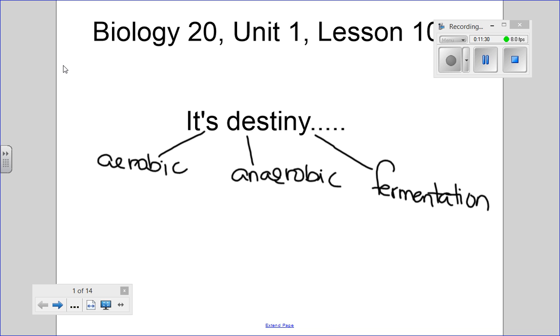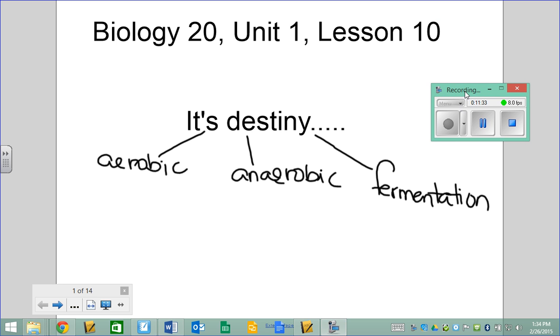All right, so what you all needed to do over the last few minutes was to look in your textbook at the 3 different pathways that we could discuss when we're talking about cellular respiration. So the 3 different pathways were aerobic, anaerobic, and fermentation. And the reason I put as the title for this lesson is Destiny is because I'm asking, where does glucose go? What's going to happen? What is the destiny of glucose? How is it going to be used?